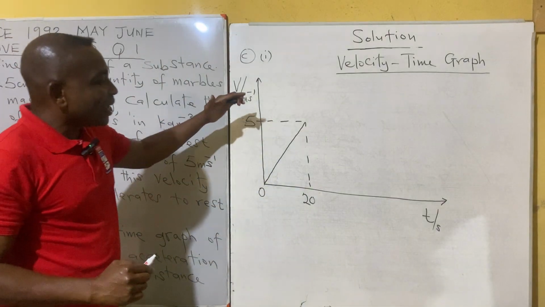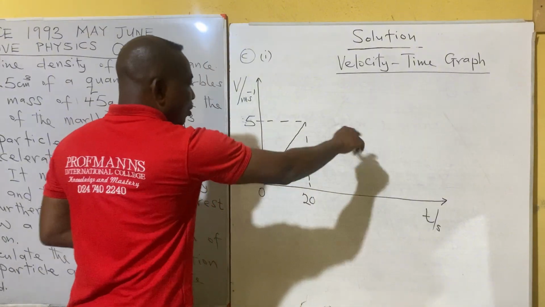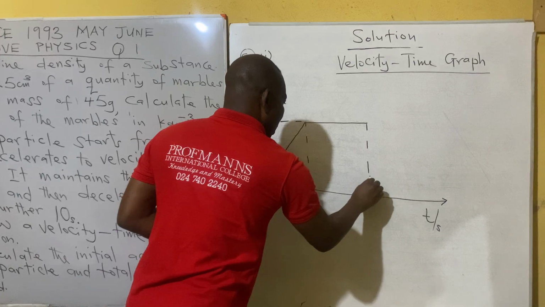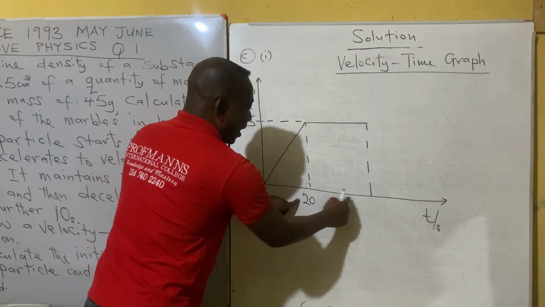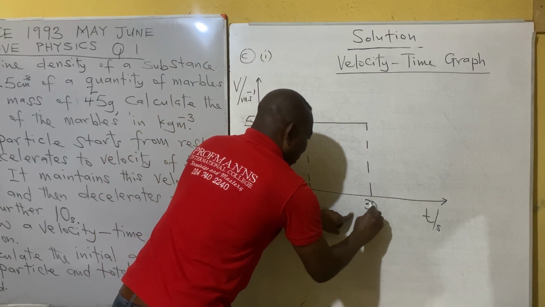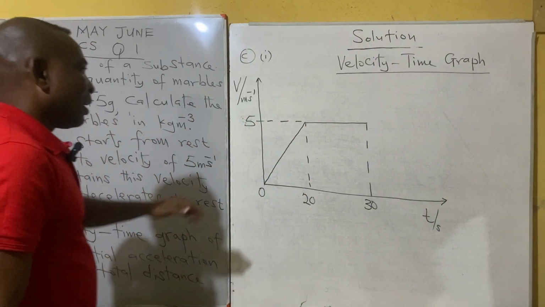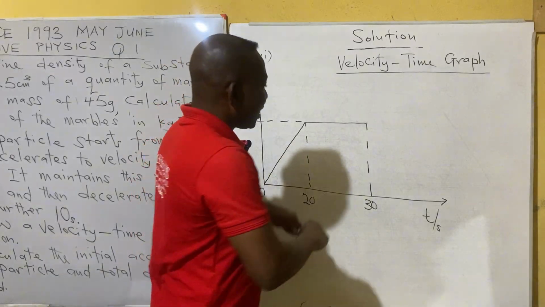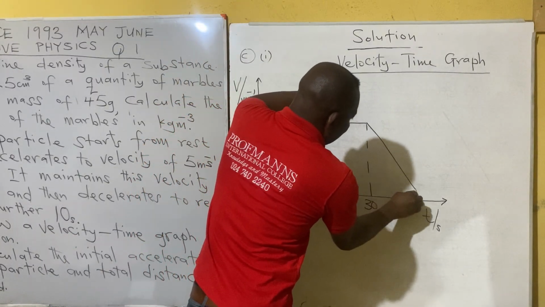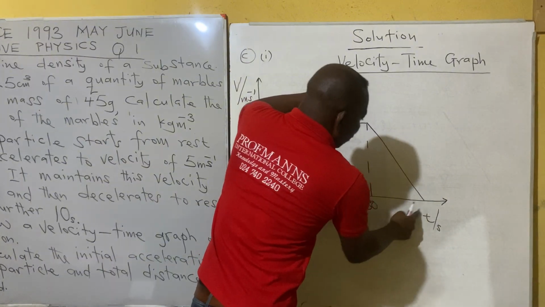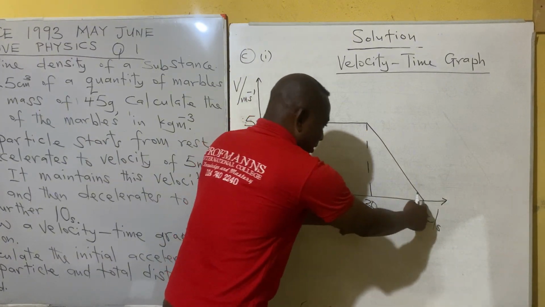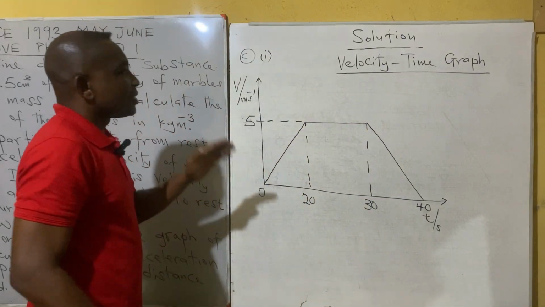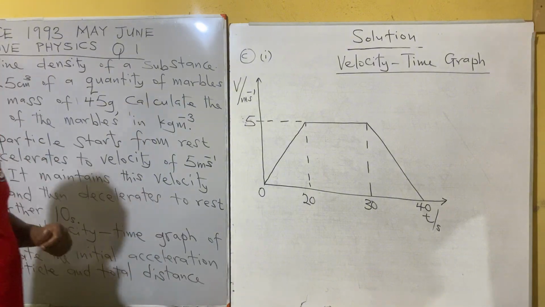And we are told that it maintained this constant velocity for 10 seconds. So 10 seconds. Here we already have 20. So 20 plus the 10 gives us 30. And then the question says that it decelerates to rest in a further 10 seconds. So this is the deceleration to rest in a further 10 seconds. So further 10 seconds is 30 plus 10. So this gives us what? 40. So this is the velocity time graph for the motion.